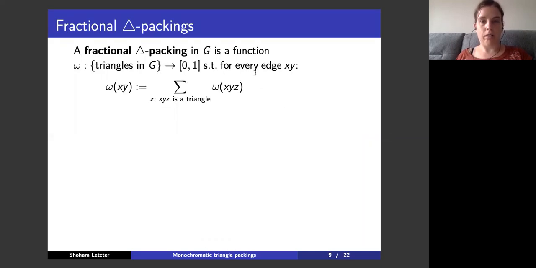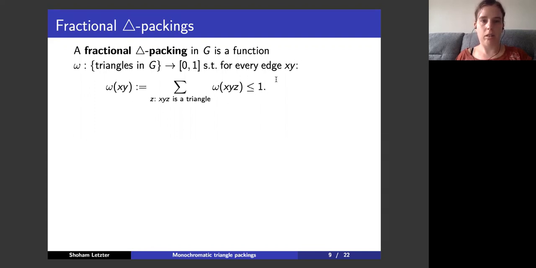Okay, so a fractional triangle packing in a graph G is a function that assigns a weight between 0 and 1 to each of the triangles in G. And it does it in such a way that the weight at every edge, which we define to be the sum of the weights of the triangles containing the edge, is at most 1. So a quick sanity check: if instead of giving weights in the interval 0, 1, we gave weights either 0 or 1, then the triangles that receive the weight 1 have to be edge disjoint, because otherwise there would be an edge with weight at least 2.